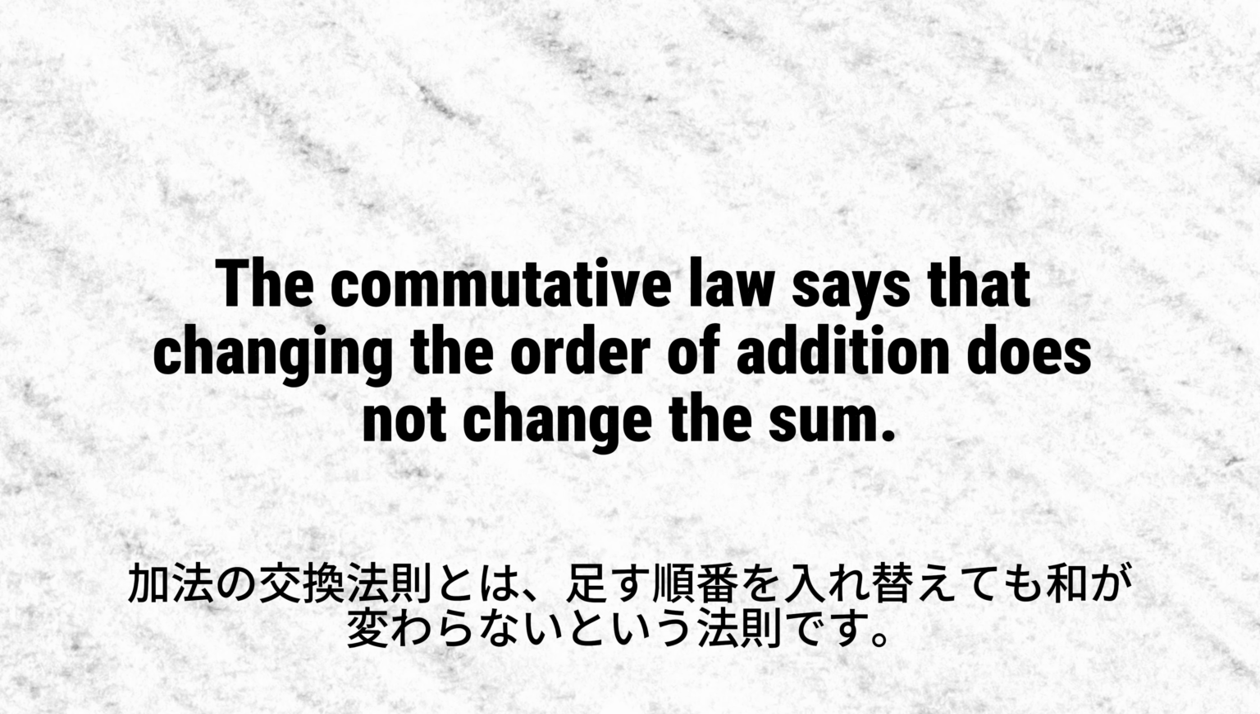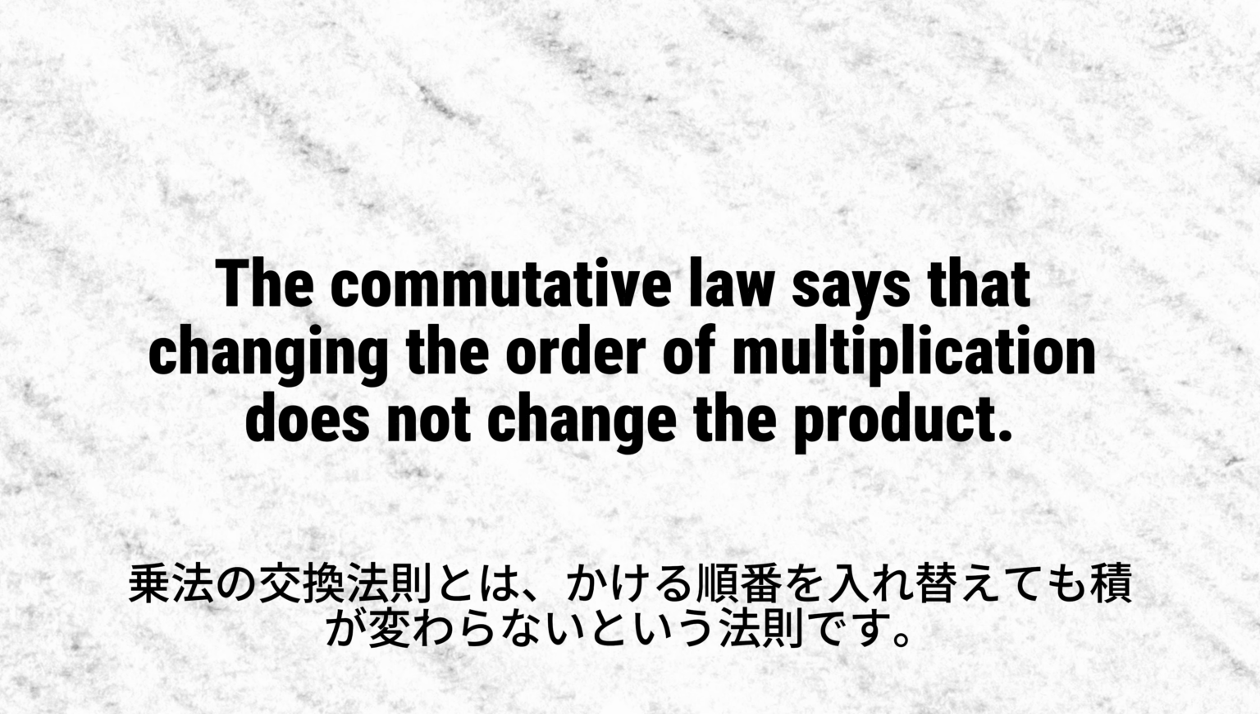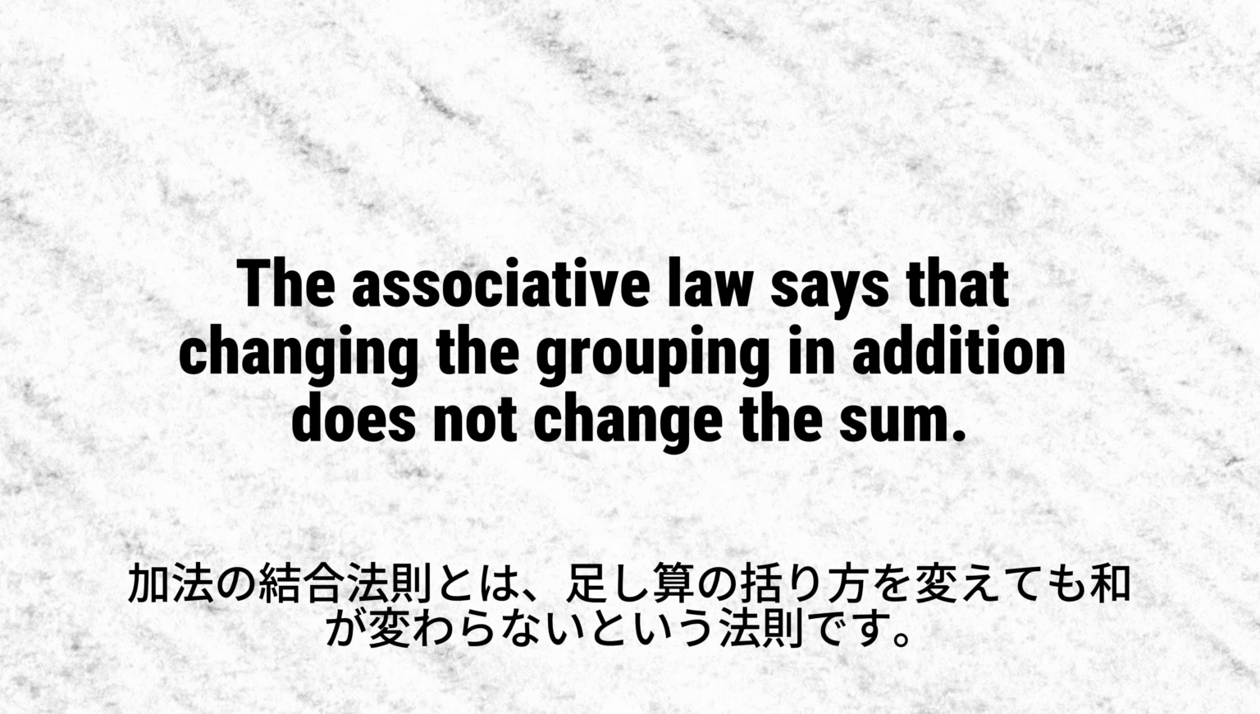The commutative law says that changing the order of addition does not change the sum. The commutative law says that changing the order of multiplication does not change the product. The associative law says that changing the grouping in addition does not change the sum.